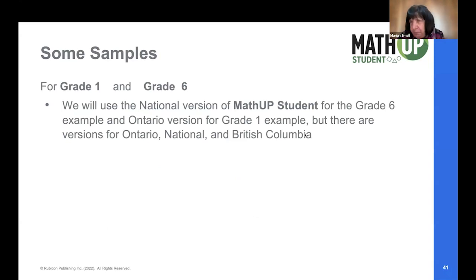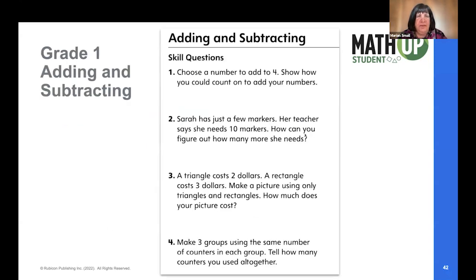But again, there are some BC in particular questions as well. So here is something you might see in grade 1. Choose a number to add to 4. Show me how you could count on to add your numbers. So what I meant by asset driven is I'm not saying you have to start at 7. I'm saying you pick a number and start.